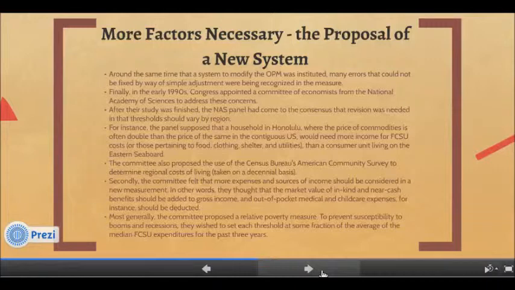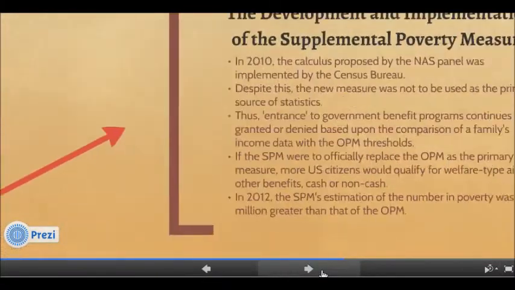firstly, thresholds, even for families of the same size and complexity, should vary by region. Secondly, the committee suggested that the expenses and sources of income considered in a new measure should better represent the consumer unit's disposable income. Thirdly, they wanted to bring about a more relative system of measurement and hoped to do so by anchoring thresholds to some median or average value.